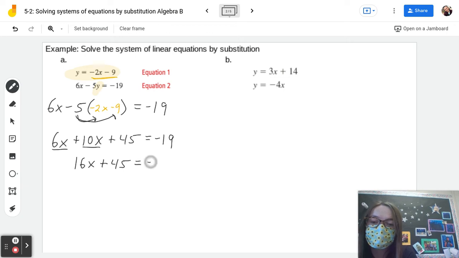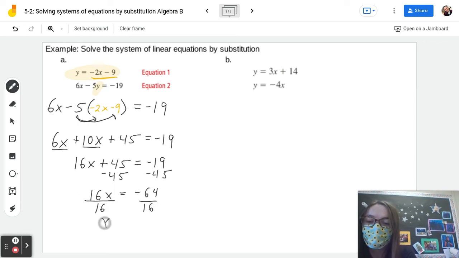So what I want to do next is get x completely by itself. So I'm going to subtract 45 on both sides. When I do that, I'm going to get 16x is equal to negative 64. I'm going to divide both sides by 16. So what I end up with is x is equal to negative 4. Now, that's not the end of the problem. We just solved part of the problem. We want to know, what's the solution to the system?